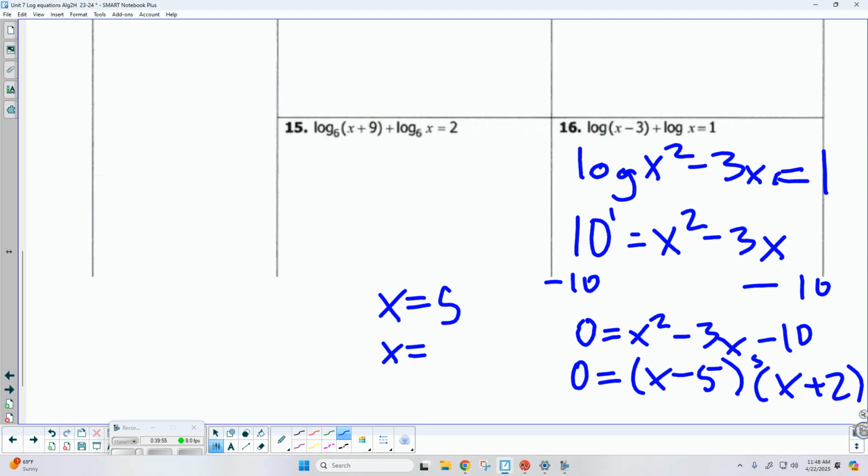So if I go ahead and set those equal to 0, what are my 2 solutions? x equals 5 and x equals negative 2. Now, are there either of those that are going to cause a problem? The negative 2. For example, what's negative 2 minus 3? Negative 5 cannot, even if you just plug it in here, it's already negative. Okay. So the only answer is 5. There you go. All right. Fantastic.